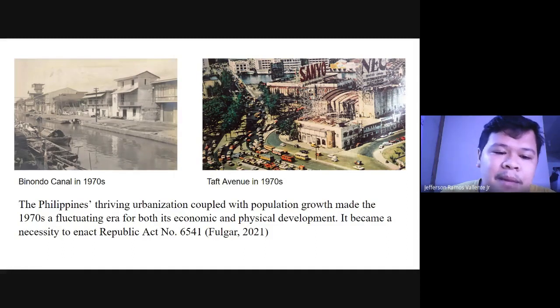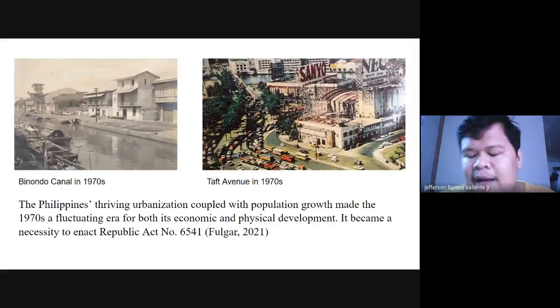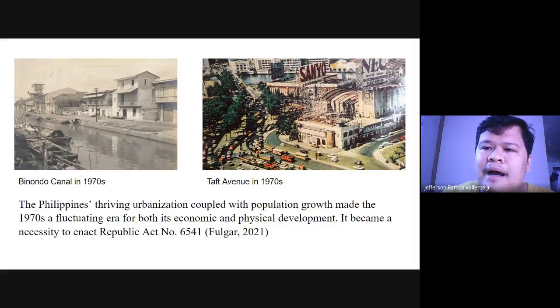So it became a problem in the 1970s because there was a population of over 1 million in Metro Manila. So at that time, planners were thinking, how do we fix this problem?